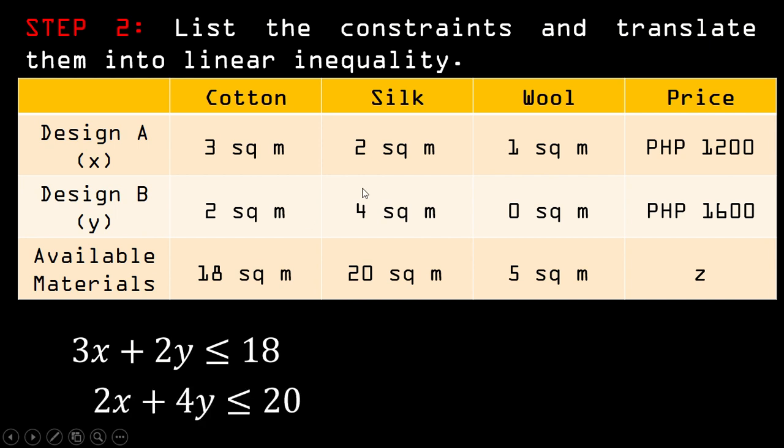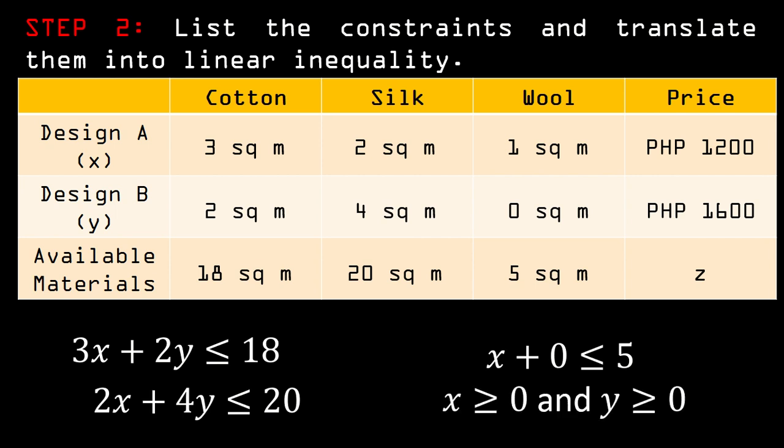Okay, and then for the silk, same procedure. We have 2x plus 4y less than or equal to 20. And then for the wool, we have 1 times x, that's x, and then 0 times y, that's 0, less than or equal to 5. So x plus 0 less than or equal to 5, or just simply x is less than or equal to 5. And then take note that the values of x and y here are always positive, or it could be 0. So we can restrict that by x greater than or equal to 0 and y greater than or equal to 0. Okay, and then for step number 3, again, we need to represent that using a linear equation.